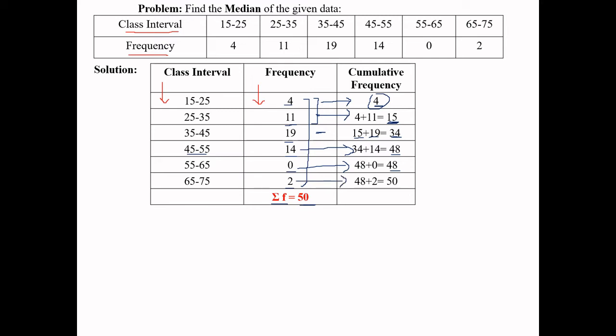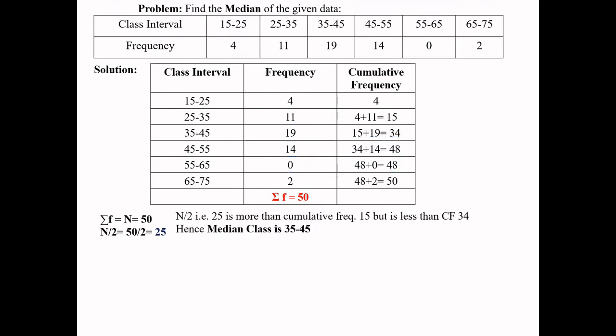Always remember, the final value of cumulative frequency is always equal to sigma f. Sigma f is equal to n, and the value of n is 50. Now find out n by 2. N by 2 means 50 by 2. So n by 2 is 25.